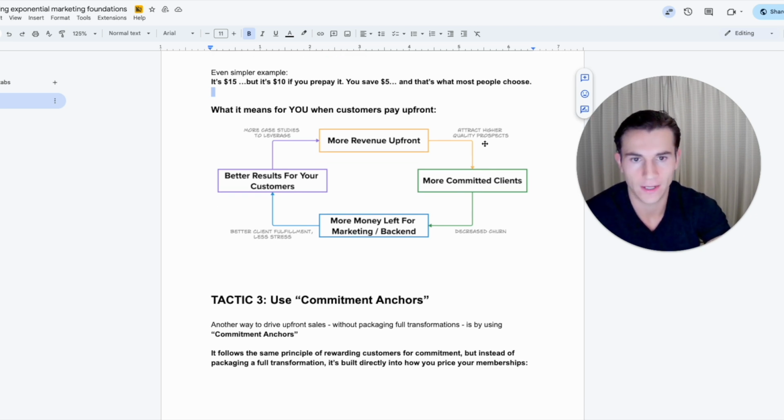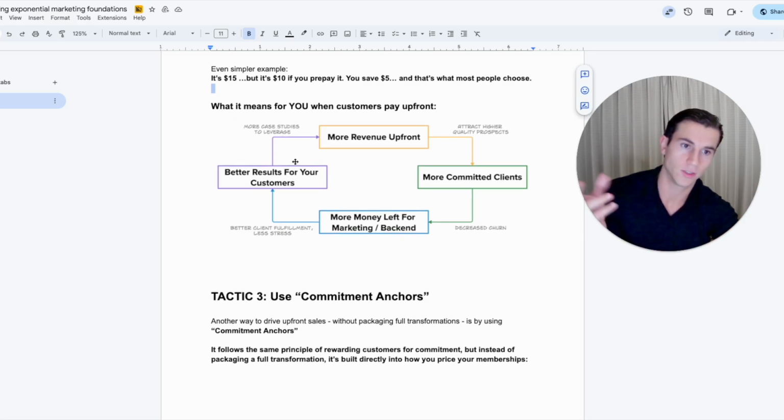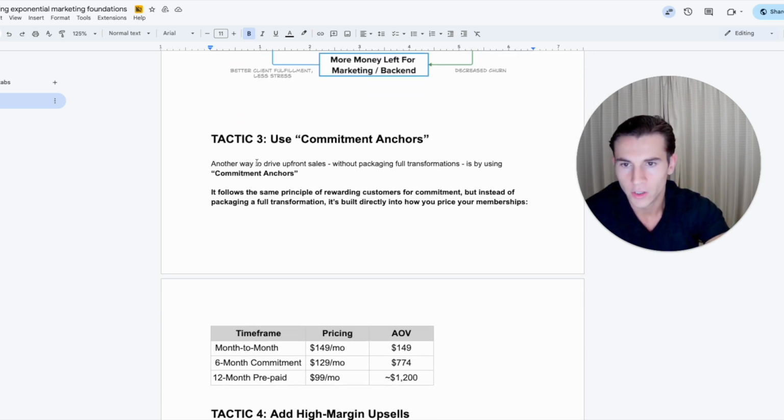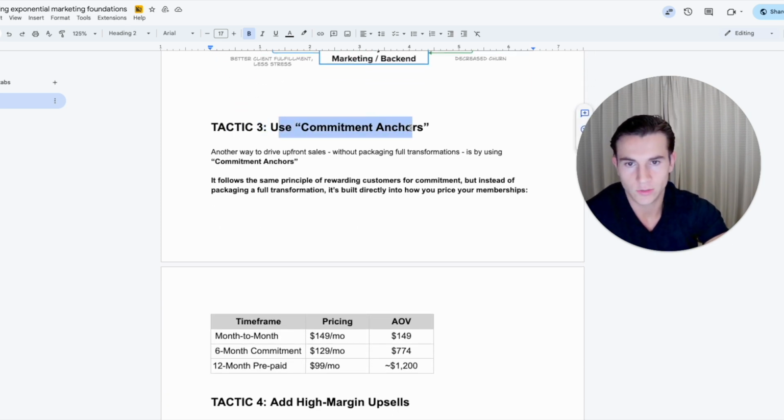Once you have more committed clients, decreased churn, that means there's more money left for the marketing and the back end of your systems. And once there's more money, you have better client fulfillment because you can reinvest into your facility, your process, marketing, whatever. Now once you have a better system, you get better results. And once you have better results, you have more case studies, more testimonials, more before and afters to then leverage that to get more clients and more people to pay up front. So it's a positive flywheel.